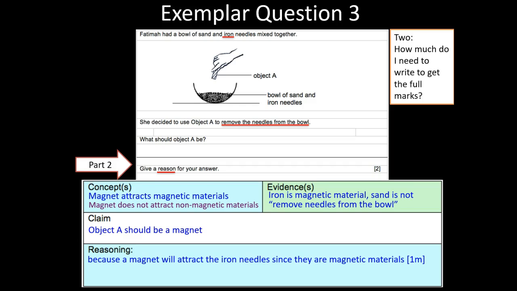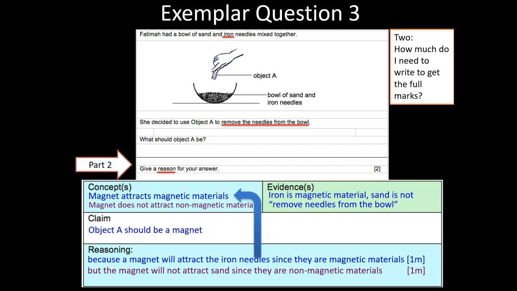Why? Because you will still need to explain what happens to the sand, which is why you need to continue with, but the magnet will not attract sand since they are non-magnetic materials. It is only when you have both of these sentences that you're explaining in a scientific way how the separation of the iron needles and the sand happens. You'll notice that both parts of these reasons are connected to the concepts which you have identified correctly earlier.